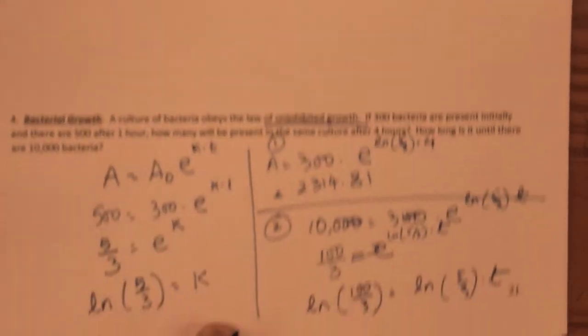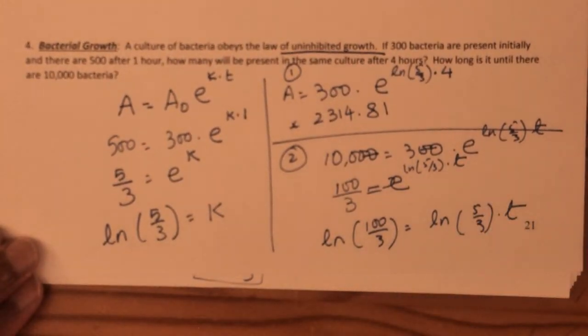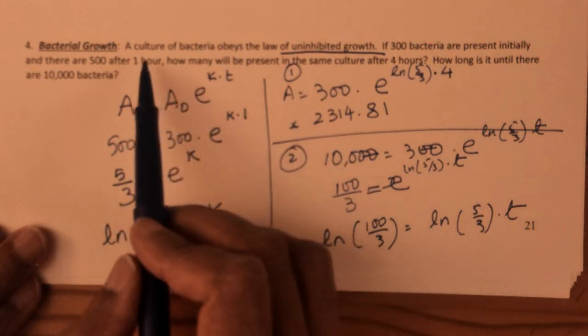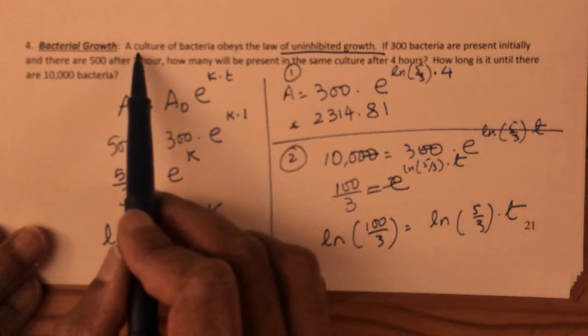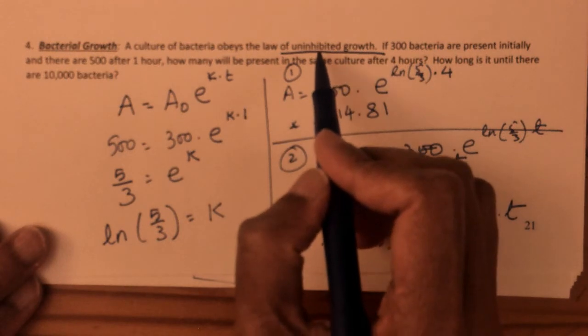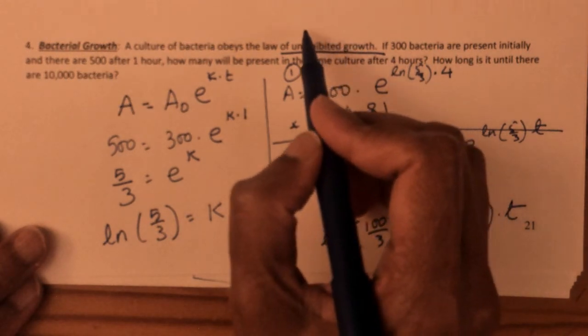And this is the last one. Looks like I already did some work on that. So I'll just talk through it because it looks like I've already done the work. Okay. So bacterial growth. It says a culture of bacteria obeys a law of uninhibited growth. So this is the one where you use the formula for uninhibited growth.